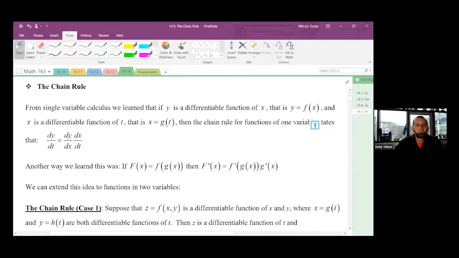The chain rule. From single variable calculus, we learned that if y is a differentiable function of x, that is, y equals f of x, and x is a differentiable function of t, that is, x equals g of t, then the chain rule for functions of one variable states that dy dt equals dy dx times dx dt. And this is in Leibniz notation.